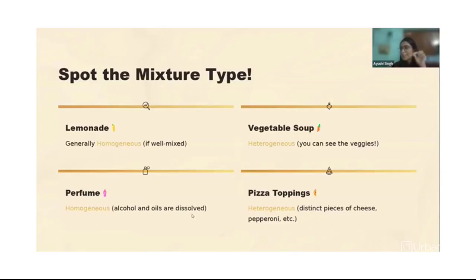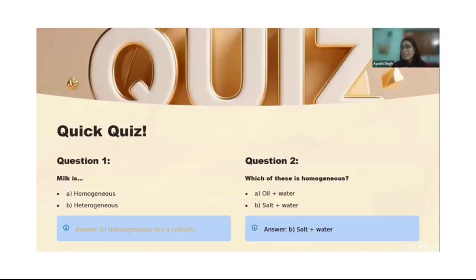Vegetable soup: you can see the vegetable pieces, it is visible first of all, and you can hand pick also. So that is a heterogeneous mixture. Perfume, you cannot separate out. Even though it is made up of different kinds of flowers and maybe wood, and alcohols and oils also, you are unable to distinguish and take them out. So perfume would be an example of homogeneous, and pizza toppings that you can pick out are heterogeneous. Let's do a quick revision with a question.